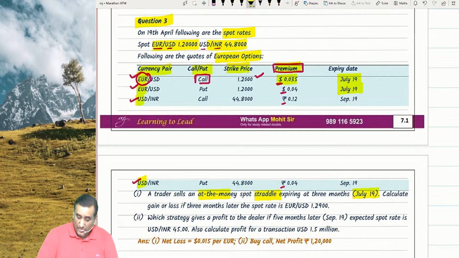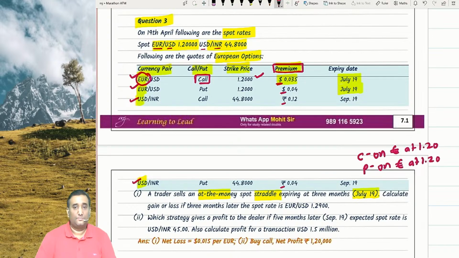Basically what he has done, he has done C minus on a share at 1.2. He has done P minus on a share. Euro I am treating as a share only. The trader sells, seller C minus at 1.2 and P minus at 1.2. Call option written, put option written. Now when I was doing derivatives with you, I told you do not look at minus first. Only look at what sign? C, call. Call would be exercised when price goes up. After 3 months, spot rate becomes one share is $1.29.